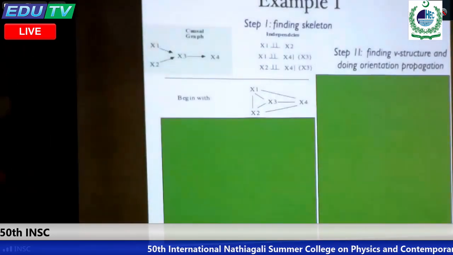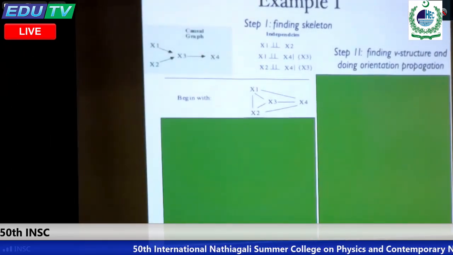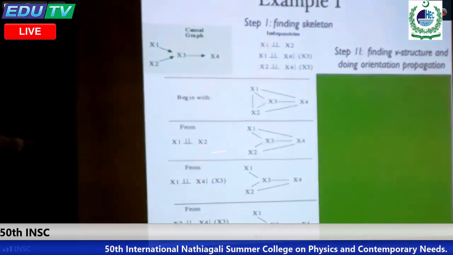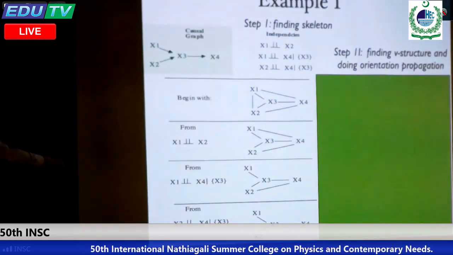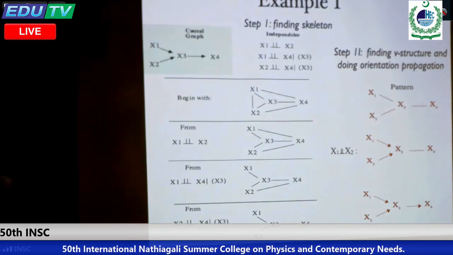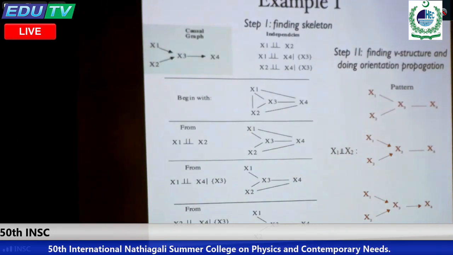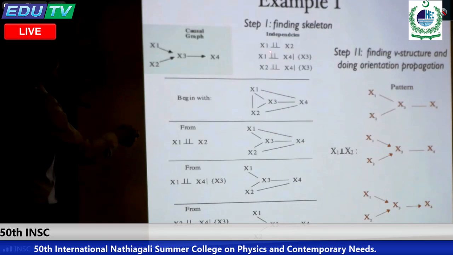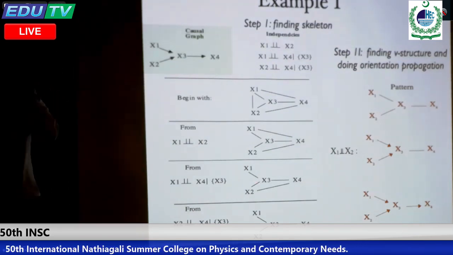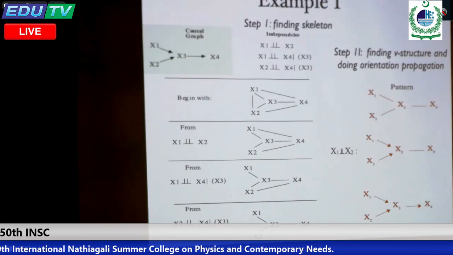Okay. Now, let me give one example. You saw this example before. I started with this one, and then I do independence tests: independent, remove link, independent, remove link. Then I find the V structure, and then I do orientation propagation. So in this case, just from data I discover independence relations, and then I can recover the true causal graph just from data over X1, X2, X3, X4. Okay.